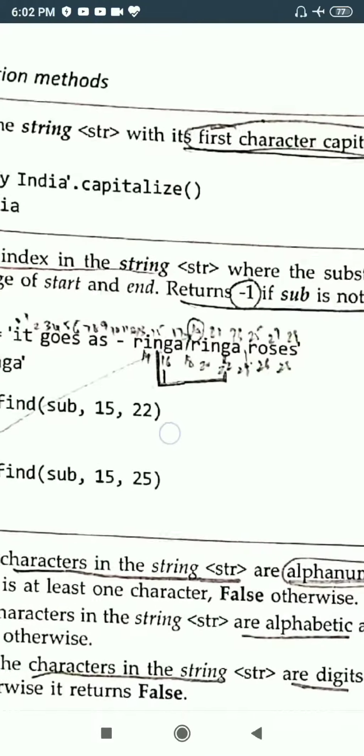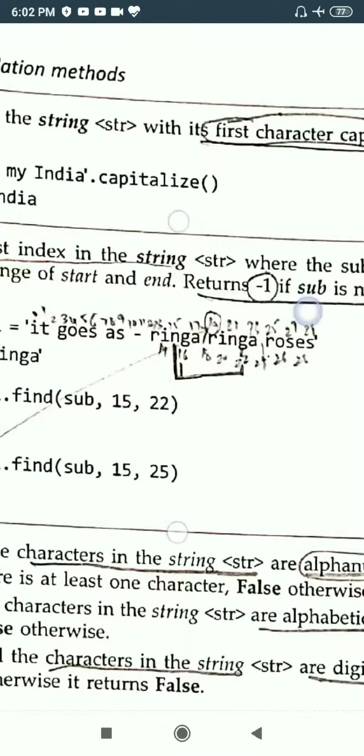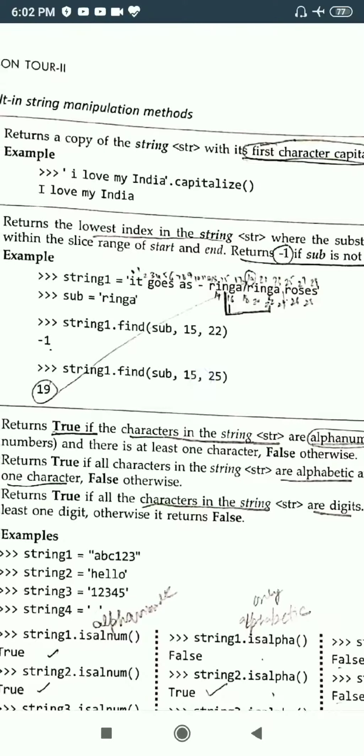See, in this example, firstly he has initialized a string1. String1 contains: it goes a ringa ringa roses. So sub is the substring that contains ringa. Now we need to search this ringa inside this particular string.